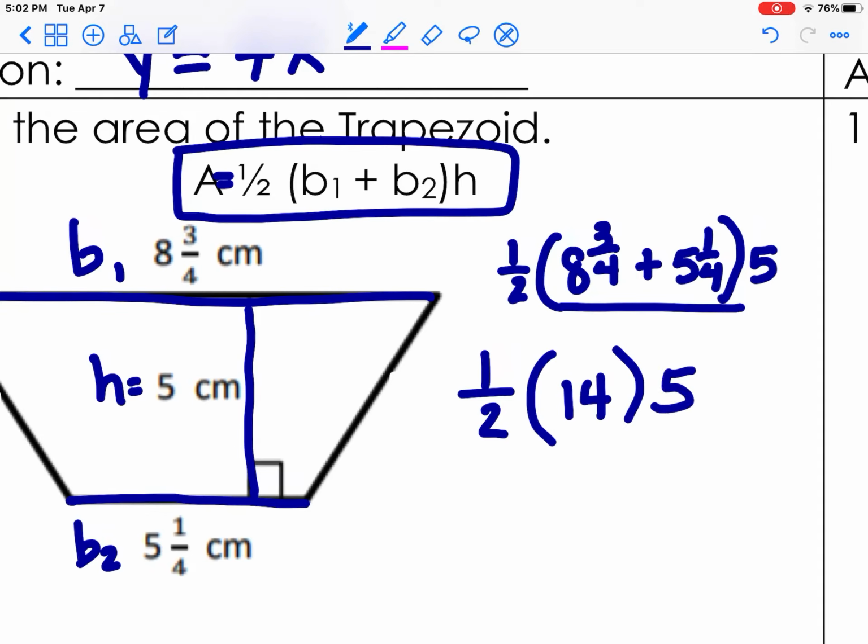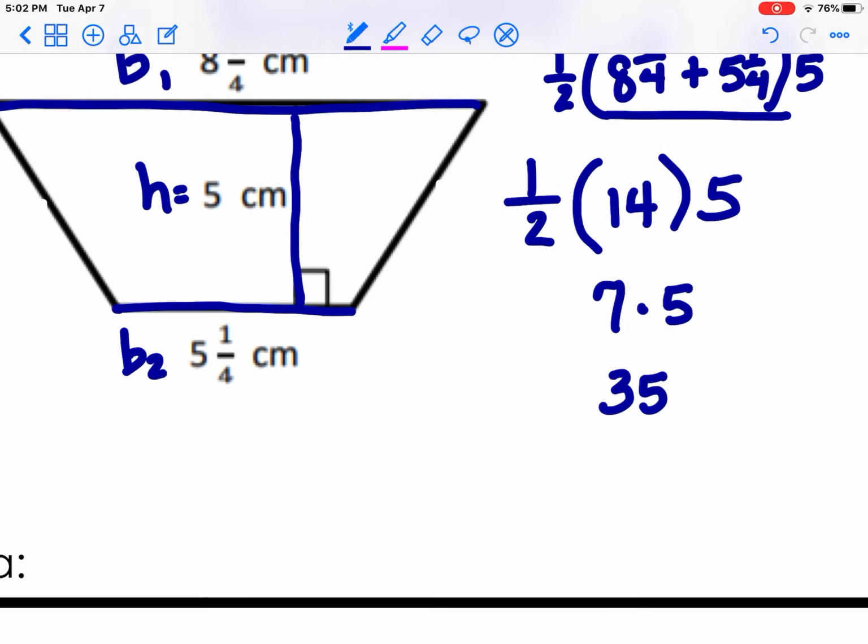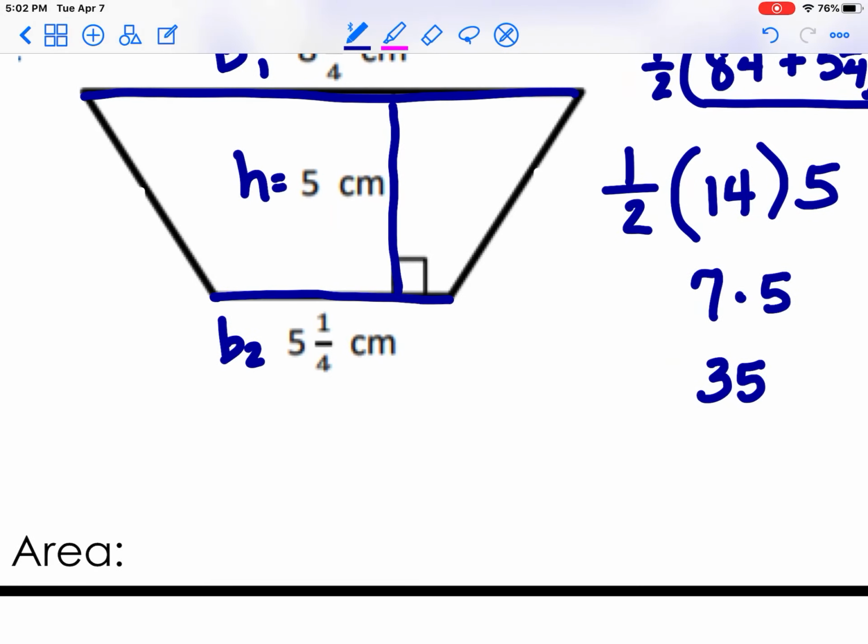And then I simplify that even further. I multiply half times 14. Well, half of 14 is 7. And then multiply 7 times 5, which is 35. The area of this trapezoid is 35 centimeters squared. You don't have to write the label on the form. You can just type in 35. That'll be fine. All right, so there's 1 through 5 for you guys.